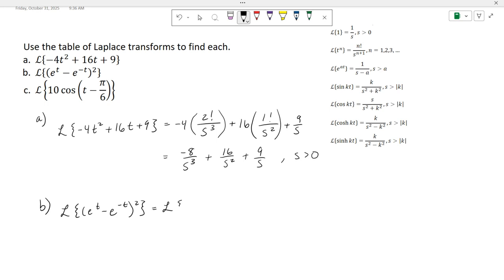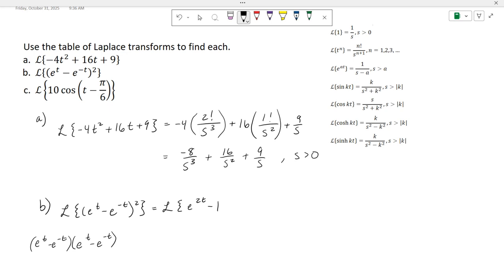Okay, so before I actually start finding the Laplace, I'm going to square this. So this is e to the t minus e to the negative t times e to the t minus e to the negative t. Make sure you should get at least 3 terms when distributing this out. So let's see, e to the t times e to the t is going to be e to the 2t. And then e to the t times e to the negative t is going to be minus 1. You add those exponents, you get a 0.